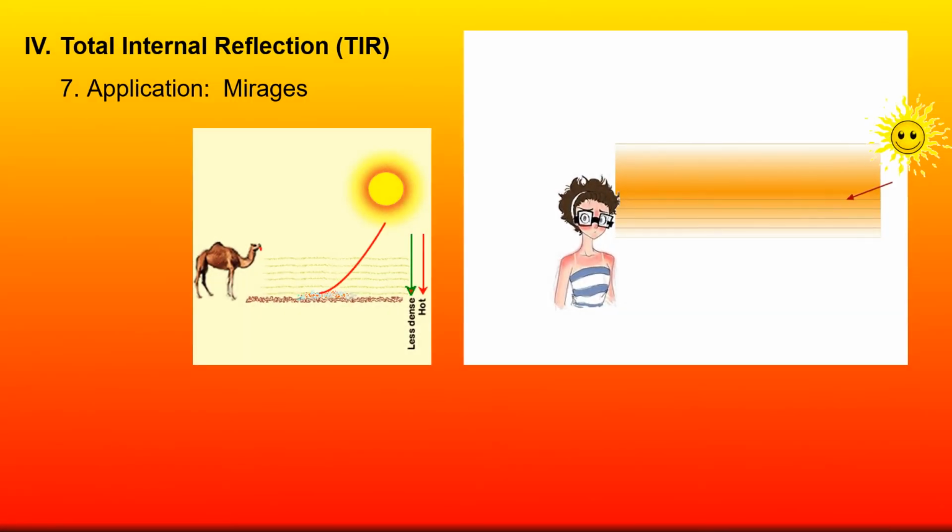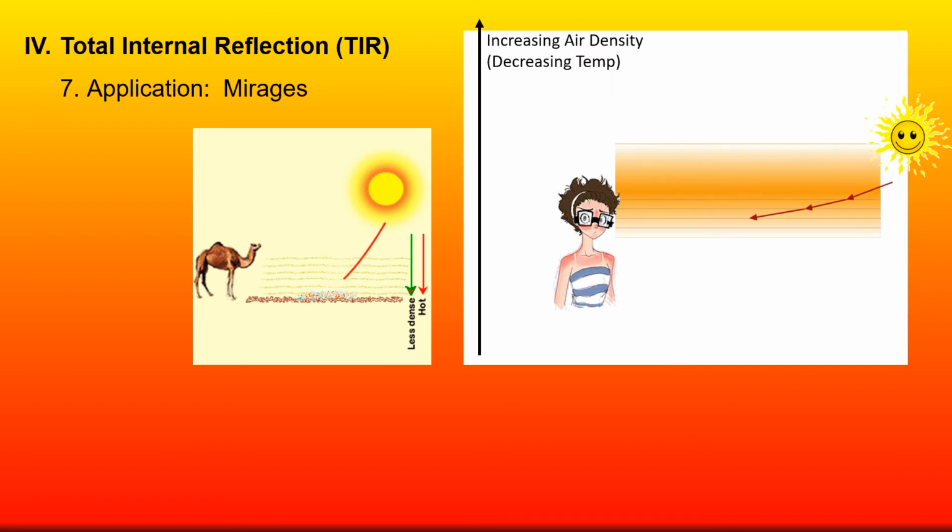Another interesting application of total internal reflection is the formation of mirages. As you can see here in these simulations, and we'll take a look at the one on the right, the ground heats up, making air in contact with it much hotter than the air that's higher up. This causes the air in contact with the ground to have a lower density than the air higher up. Whereas normally denser air sinks, the high temperature on the ground causes this inversion layer where the air density actually increases higher up.